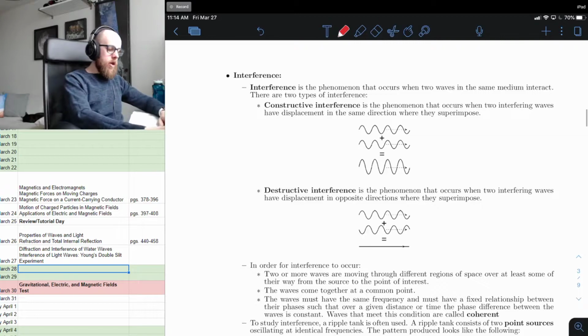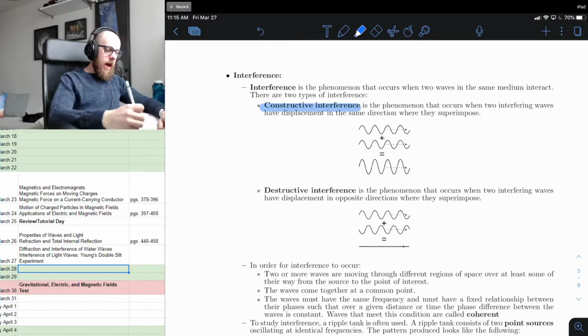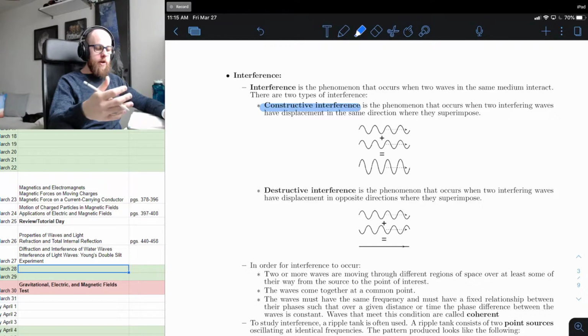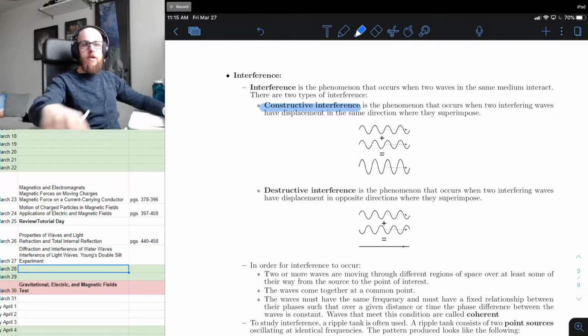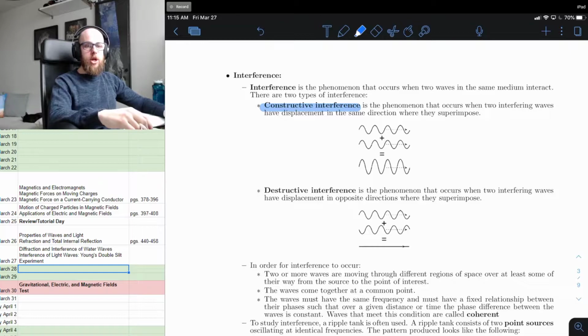Now, there's two types of interference. There is constructive interference, and constructive interference occurs when the two interfering waves have... Okay, so here we have constructive interference.